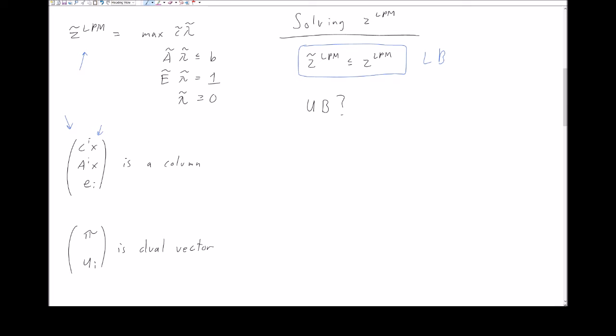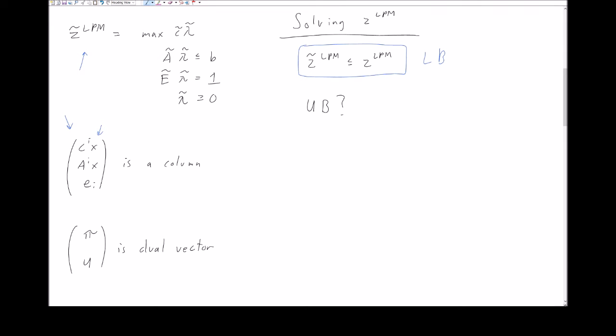Finally, we have a dual vector, pi mu. This dual vector is the dual vector to our original linear program master, including all of the columns. There's also going to be an associated dual vector for the restricted linear program master. We'll denote this by putting a tilde on top of the pi and the mu.